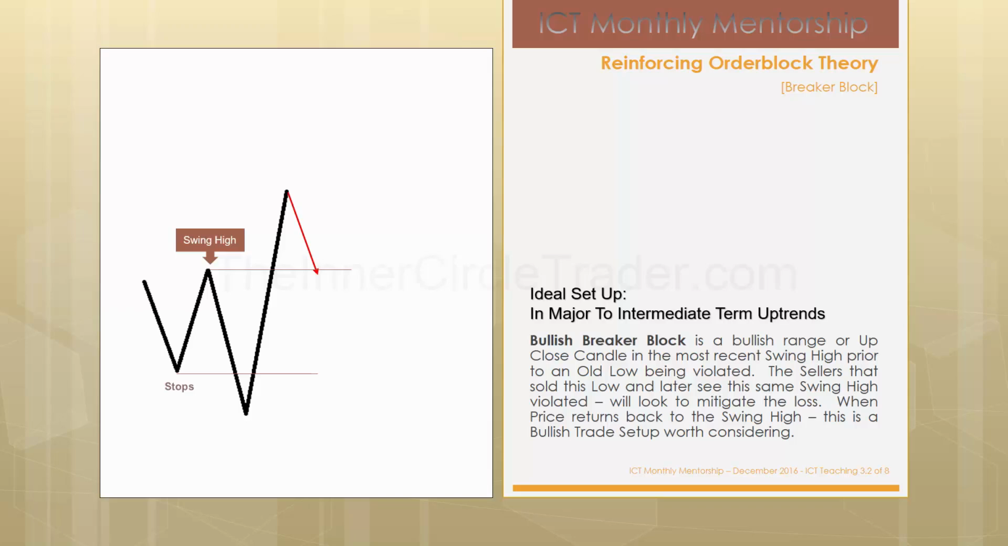As price trades back down to that swing high, we would be buying that with the expectation that there's going to be a mitigation taking place. Those sell orders that they used to drive prices down below the old low would be underwater here, not making a profit. So they're going to want to take those off and add more longs. And that's our bullish breaker. Then we would anticipate a range expansion to the upside.